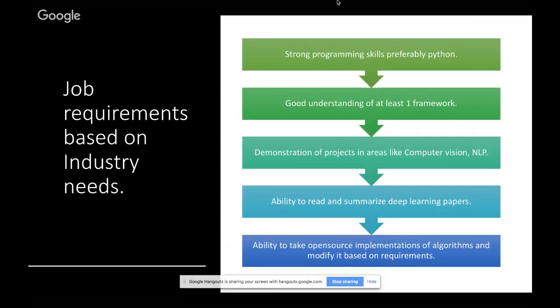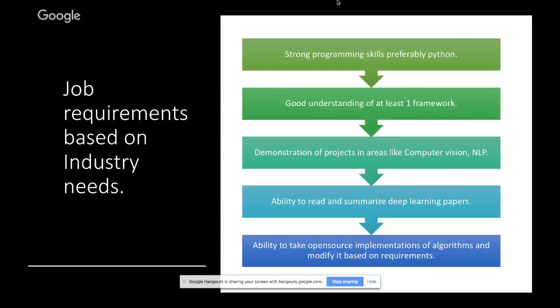And then once you know a particular language, what do we test on? Do you have a strong foundation in at least one framework? When I say framework, popular ones are Keras, PyTorch, TensorFlow, and others. And then we ask you to explain projects that you can demonstrate in areas like computer vision or natural language processing. So with these top three, you can get a job in most deep learning or machine learning jobs. We'll be happy to get you. So the next level of jobs are a bit more complex in nature.